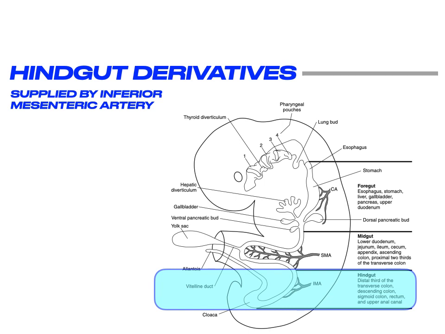And that's it for the midgut. We have left the hindgut derivatives. These, remember, they are supplied by the inferior mesenteric artery. So the left 1/3 of the transverse colon, the descending colon, the sigmoid colon, and the upper part of the anal canal derive from the hindgut, which begins after the caudal limb of the midgut and extends to the cloacal membrane.